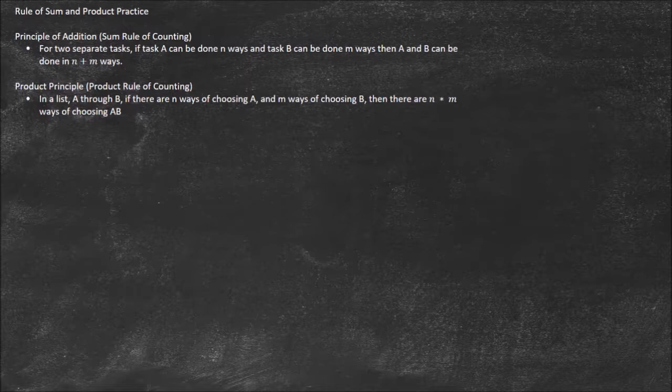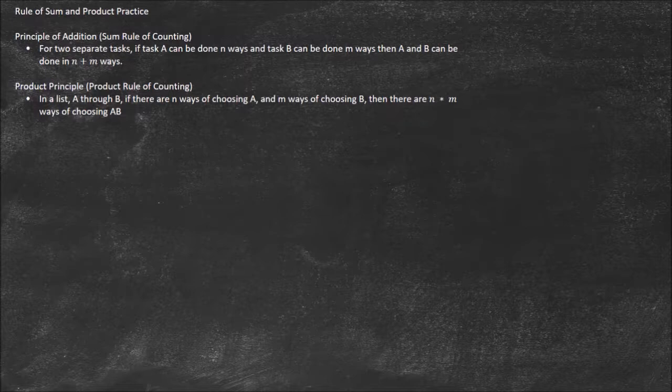For a sum rule, if you have two separate tasks, task A can be done in n ways, task B can be done in m ways, you just add them up. So task A or B could be done in n plus m ways. And for the product principle, it's basically the same thing, but now you're going to multiply the options you have.